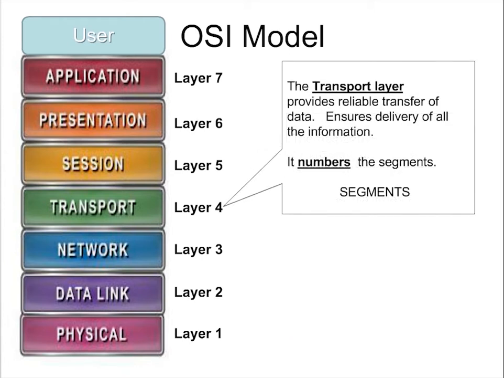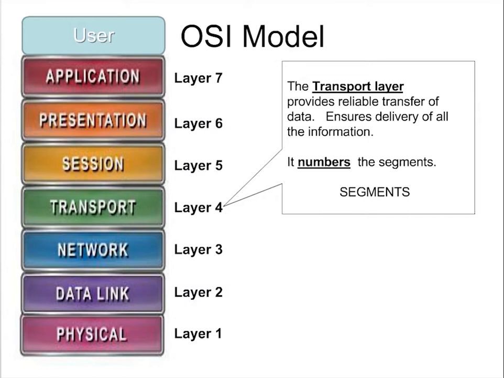Transport layer. Transport layer is important because this is where we start to think about the reliable transfer of information. The transport layer starts to get interested in making sure that we get all the information from where it starts to where it needs to be. One of the important things that the transport layer does is that it numbers the segments. And you can think that's very important. If we're going to get them all there in order and all there completely, then we have to have them in some sort of a sequence.